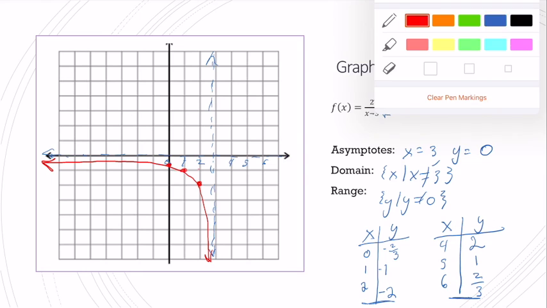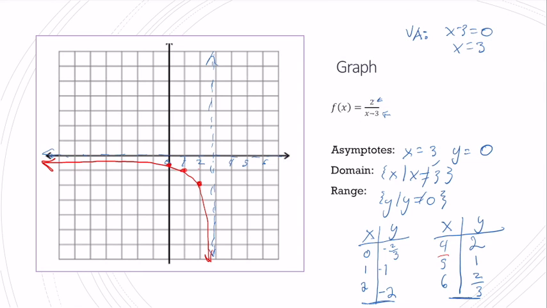I have when x is 4, y is 2. When x is 5, y is 1. When x is 6, y is 2/3. My graph approaches my asymptotes but never crosses them. So here is our graph.